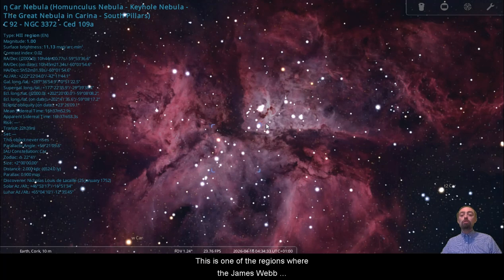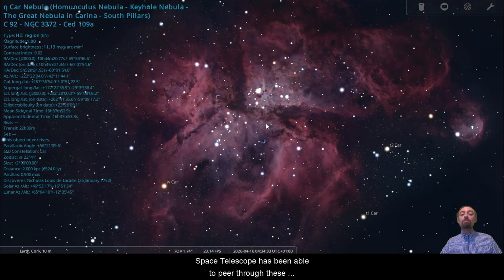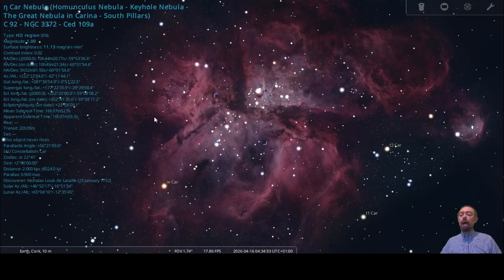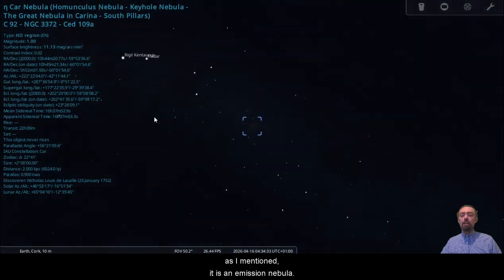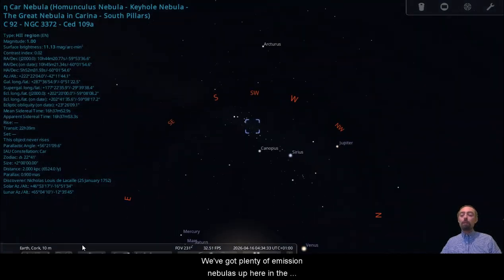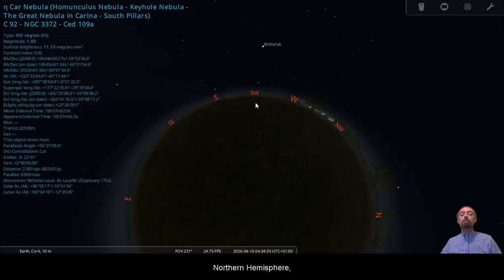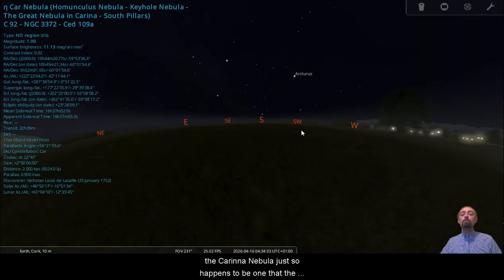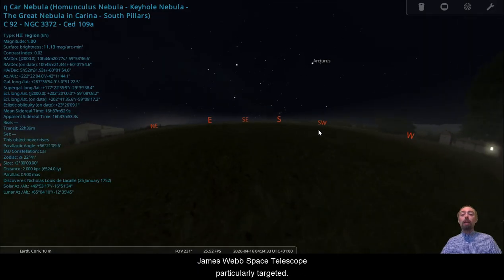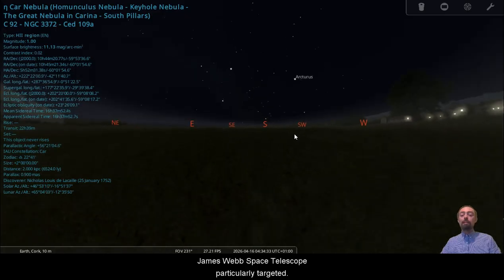This is one of the regions where the James Webb Space Telescope has been able to peer through these gas clouds in the infrared in a way that the Hubble Space Telescope, using the visual spectrum, couldn't. So this is a particularly interesting target. As I mentioned, it is an emission nebula. It's not the only one. We've got plenty of emission nebulas up here in the northern hemisphere. The Carina Nebula just so happens to be one that the James Webb Space Telescope particularly targeted.